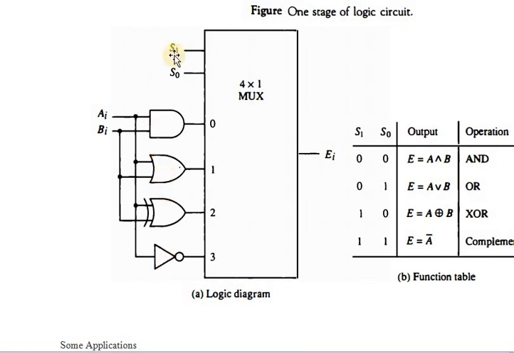If S1 is 0 and S0 is also 0, we are giving two inputs as 0, this is a multiplexer. So it will perform the AND operation. So you are giving 0 0, and the circuit will perform the AND operation. If the input S1 is 0 and S0 is 1, it will perform OR. If it is 1 0, it will perform XOR. If both the inputs are 1, then it will perform complement. This is how the logic operation works.